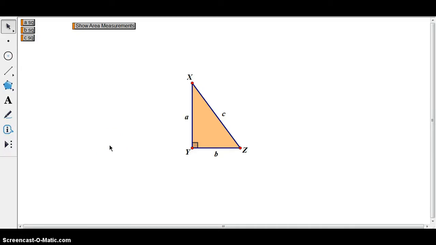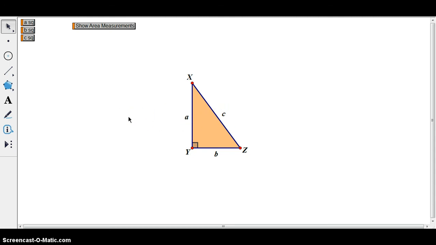We've learned that the Pythagorean theorem says that a squared plus b squared equals c squared for any right triangle. But now we want to look at what it actually means for the side of a triangle to be squared. So let's start by looking at the right triangle XYZ that has side lengths of A, B, and C.